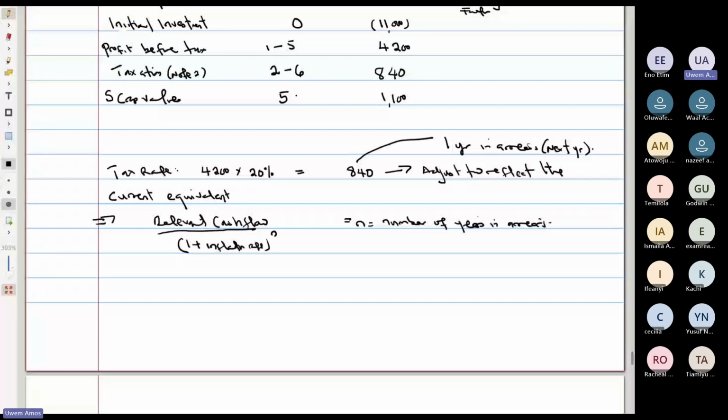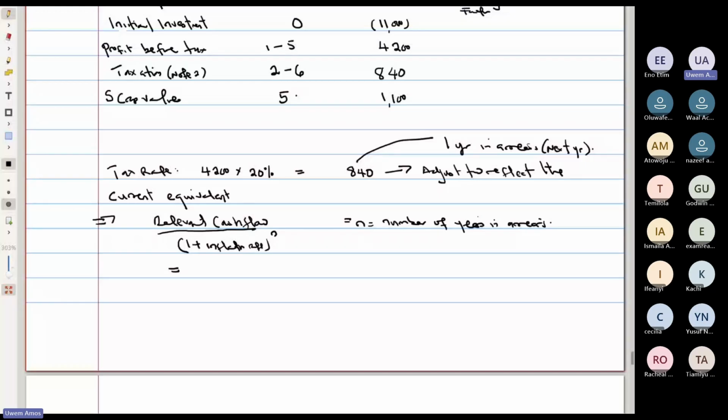So if it is 1 year in arrears, n will be 1. If it is 2 years in arrears, n will be 2. If it is 3 years in arrears, n will be 3. So how many years in arrears do we have? 1 year in arrears. So what is our current price terms for our tax?